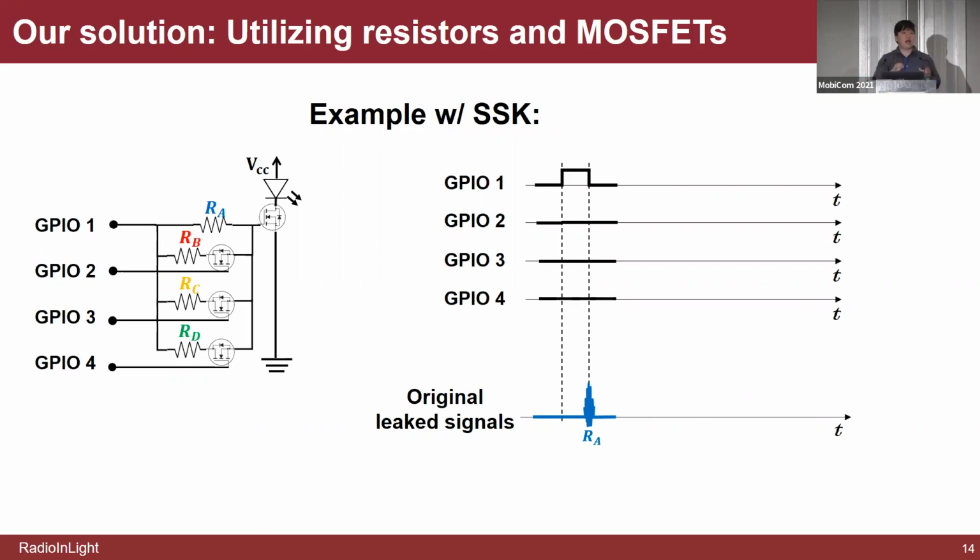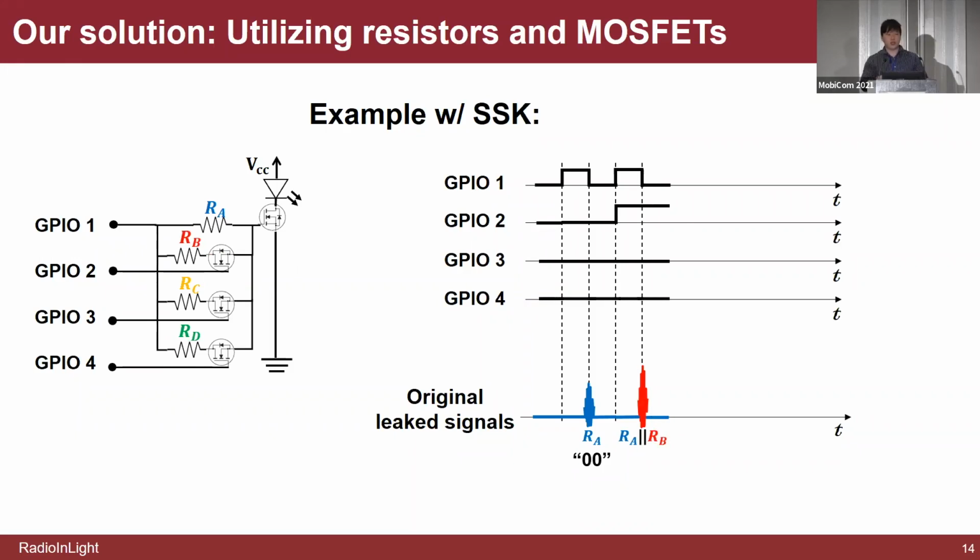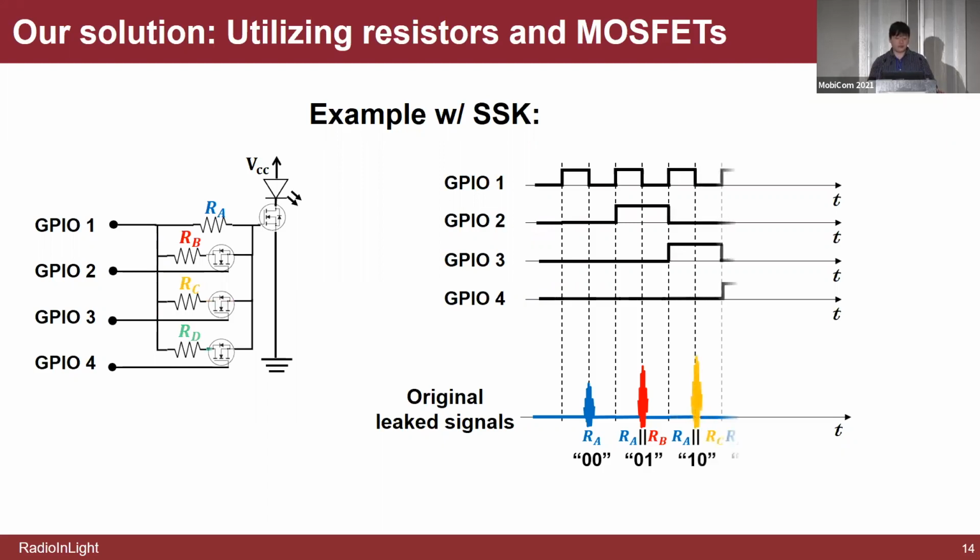For example, if we want the next leaked signals to have larger amplitude, we will let the GPIO2 transmit an on symbol, which will connect the resistor B into the circuit. Since the resistor B is parallel with resistor A, the overall resistance will decrease, and then the leaked signal's amplitude will increase, and we can denote such a signal as 0, 1. Then if we want to include more amplitudes of leaked signals, we can use other GPIOs to include more resistors of different values into the circuit, as shown in the figure.